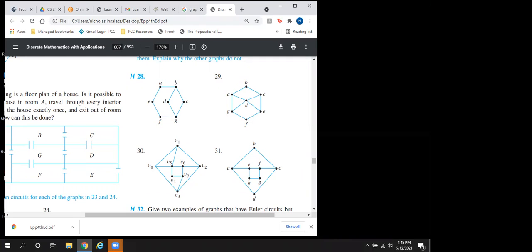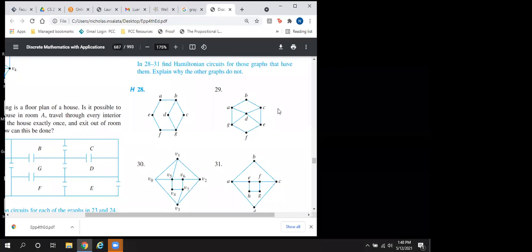Okay. So which of these have Hamiltonians and which ones do not, right? So let's start with 28. Do you think this one has a Hamiltonian? No. Okay, good. Why not? Yeah, so here they share 2 points, right?